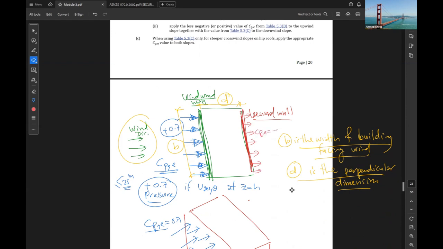CBE negative 0.5. This negative means suction or tension or pressure. Suction. Okay. Can I just ask a quick question, Ahmed? Yes, the good angle, the roof pitch.